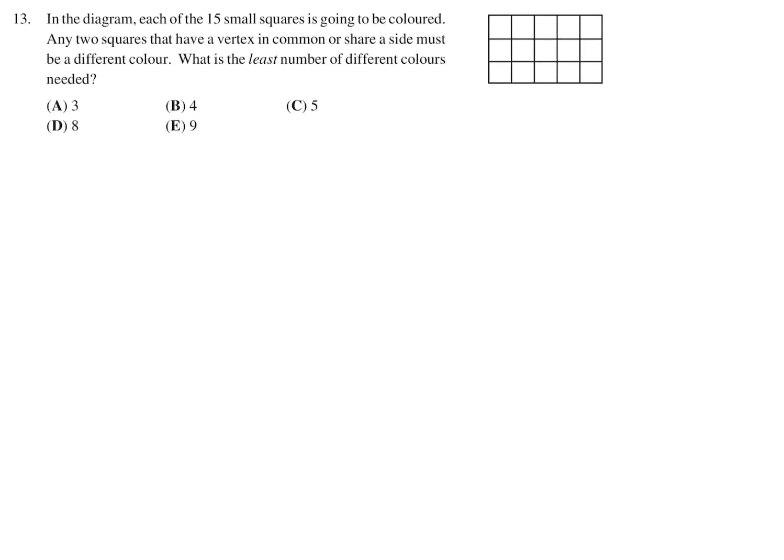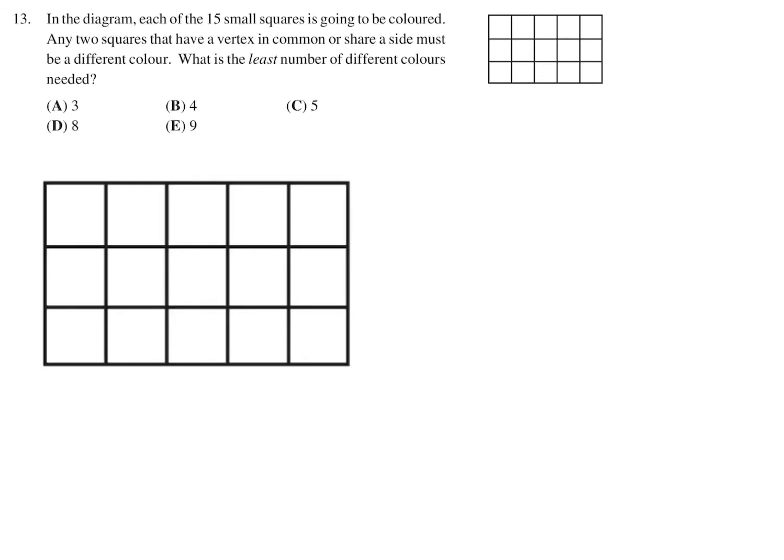In the diagram, each of the 15 small squares is going to be colored. Any 2 squares that have a vertex in common or share a side must be a different color. What is the least number of colors needed? Okay, let's fill this out.